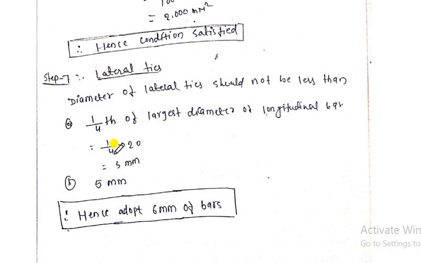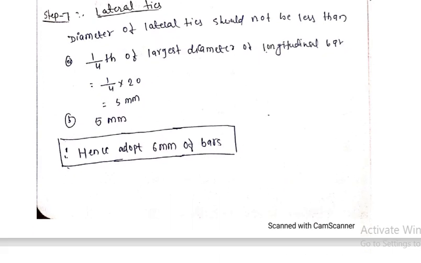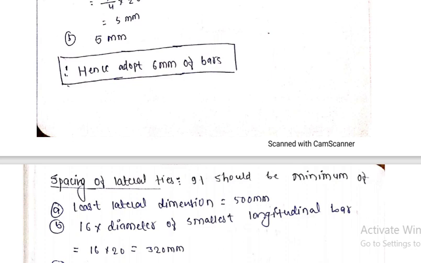So 1/4 into 20, as 20 is considered as the diameter of bar, so of course 5 mm. We should not consider less than this, so we will go greater than this, that is 6 mm. In some code books it is given as 6 mm, so we should always take greater than this, either 6 mm. We should not take less than 5 mm, we can take 8 mm, depending upon the design and the requirement. So this will provide 6 mm dia of lateral ties.